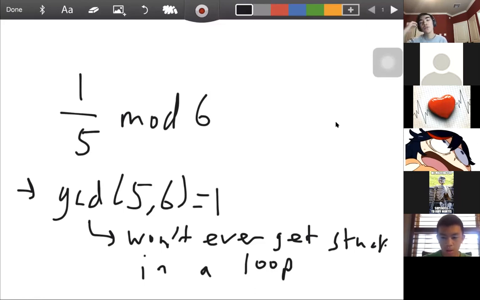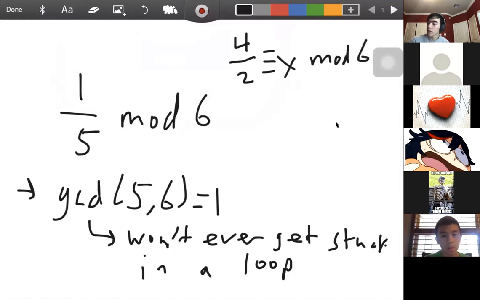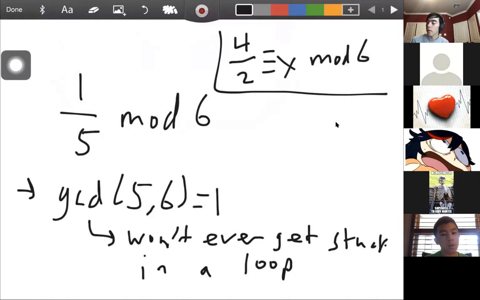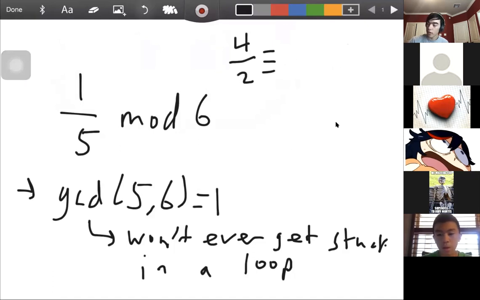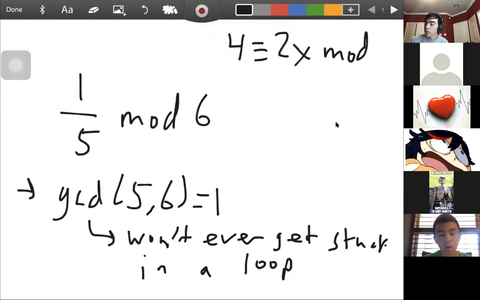So try very hard to only divide by numbers that are relatively prime with the modulus. It turns out we can still do division with numbers that aren't relatively prime with our mod, but things get even more tricky. For example, what if we want to do 4/2 is congruent to x mod 6? Or sorry, that's not the best way of writing it. If I know that 4 is congruent to 2x mod 6, what does this tell us about x?